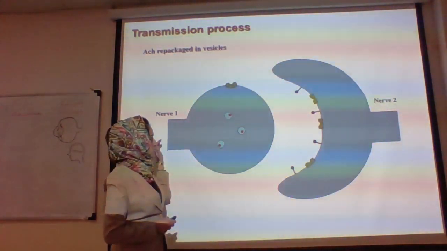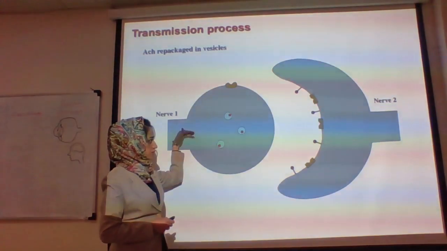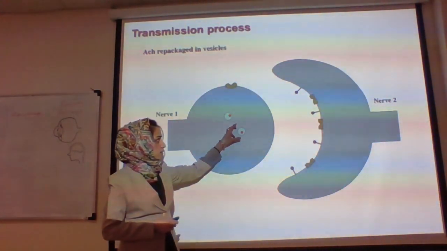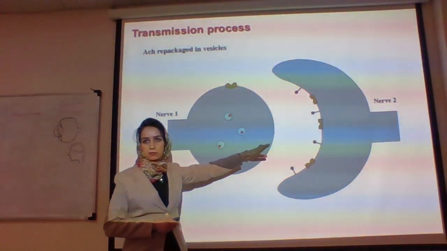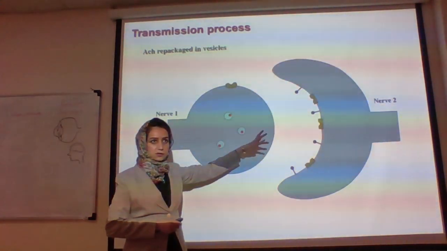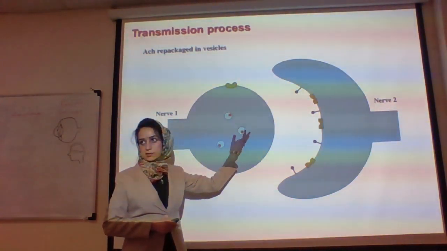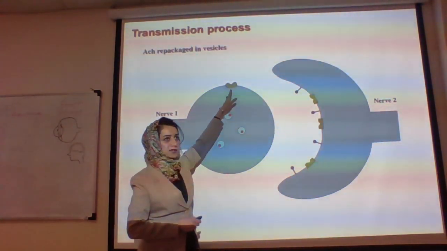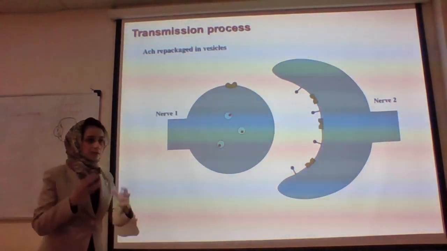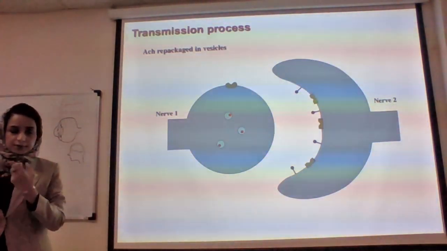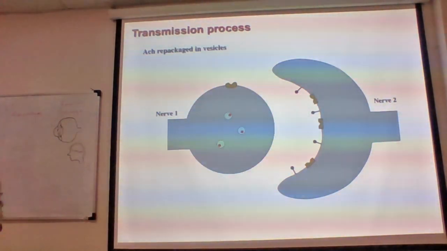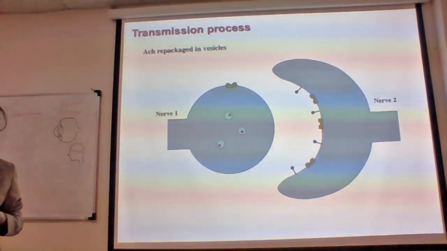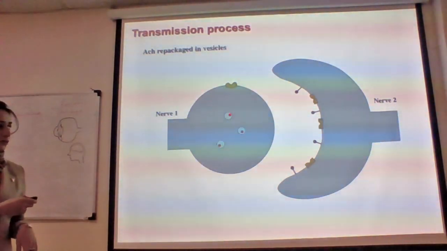But when the action potential reaches this area, what will happen when this vesicle binds to the membrane and causes exocytosis? At the same time, this choline transporter is translocated into the membrane, in order to retake more choline.